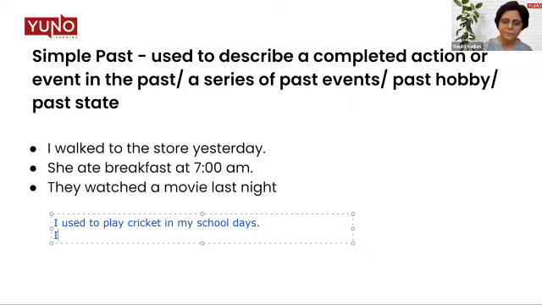I played. So this is past tense. I played cricket in my school days. So when we talk about a past event, you cannot use used to, right? You cannot say yesterday I used to go to the market. But if you have to talk about a past habit, past fact, then you can use used to. Used to is a modal. We'll have a separate class on modals, but used to is a modal, and it can also be used to talk about past fact and past habit.